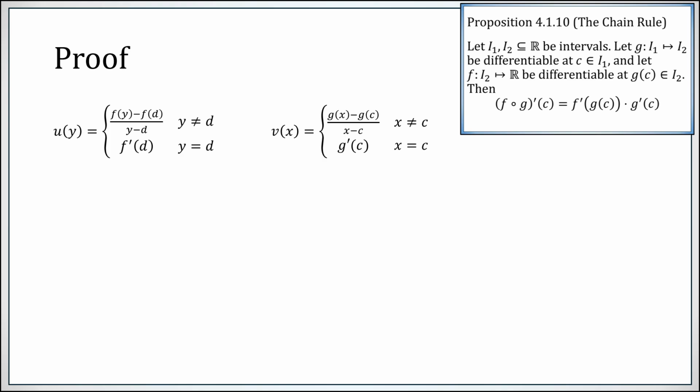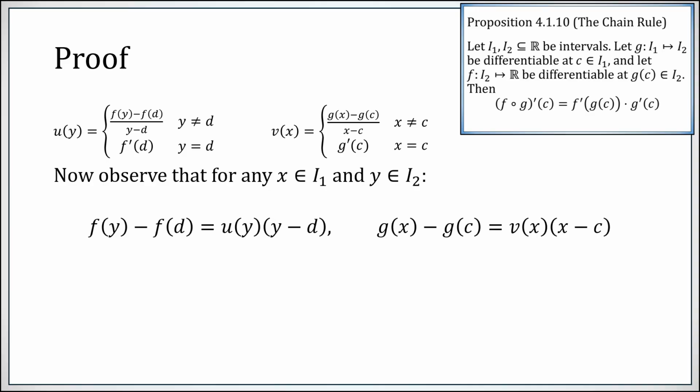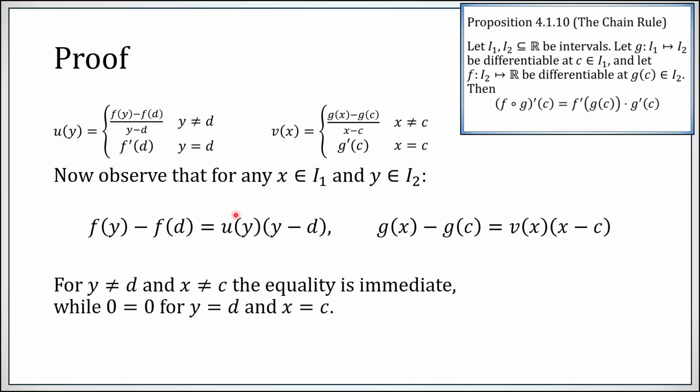So here were our definitions of those functions u and v. Now for any points in I1 and I2, we get the following equalities. Let's take a look at this one on the left.